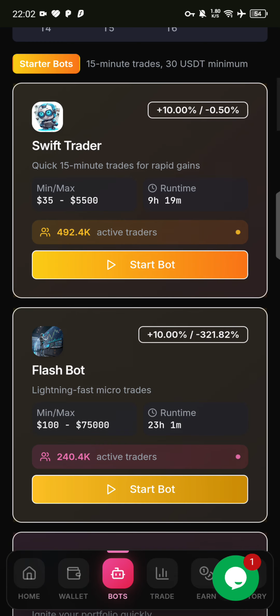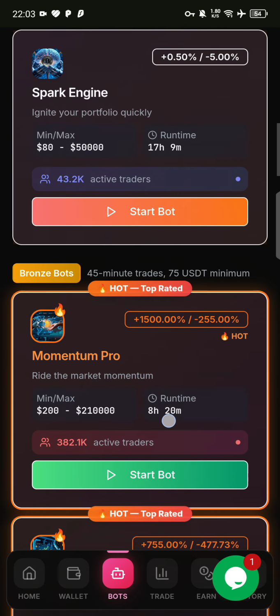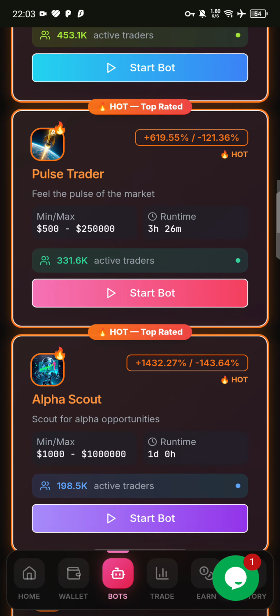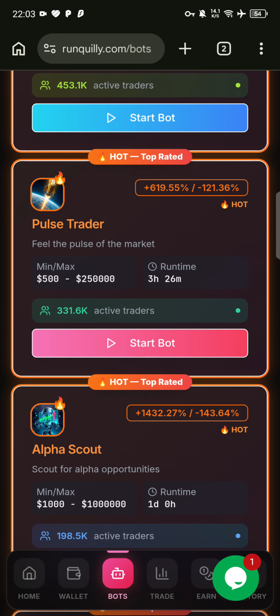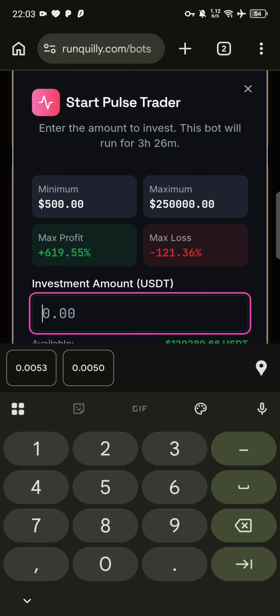So I'll just come and find another one. This one I want a first one, like 3 hours. And I had seen Pulse Trader Bot. So I just start my bot, and the minimum is 500, but you can copy trade with any amount more than 50. I'll approve. Right now, I just want people to grow because it is almost end of month, and people have been paying bills. So I understand that.